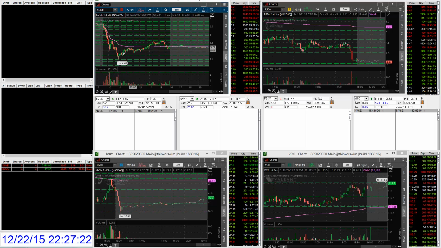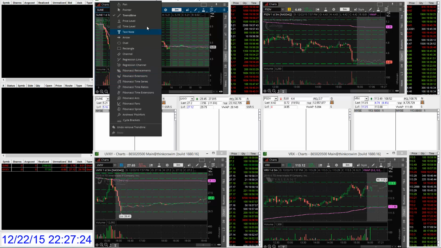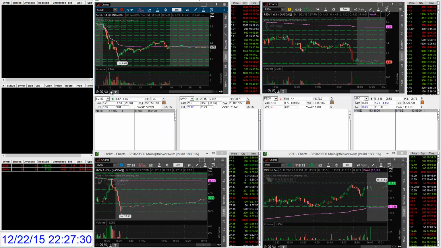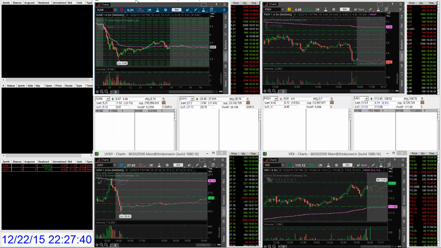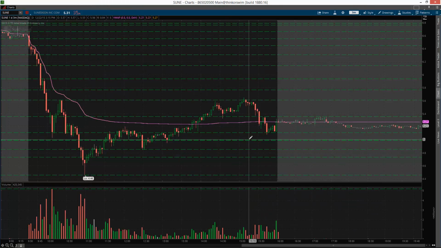Okay. So the next step is, where do I get these dotted lines from? Pretty simple. All you have to do is go to this little icon right next to the zoom out icon, just to the right of it. I think by default it's this finger or the pointer or whatever it is. All you have to do is go to price level. And there you go. You can draw your line wherever you want.